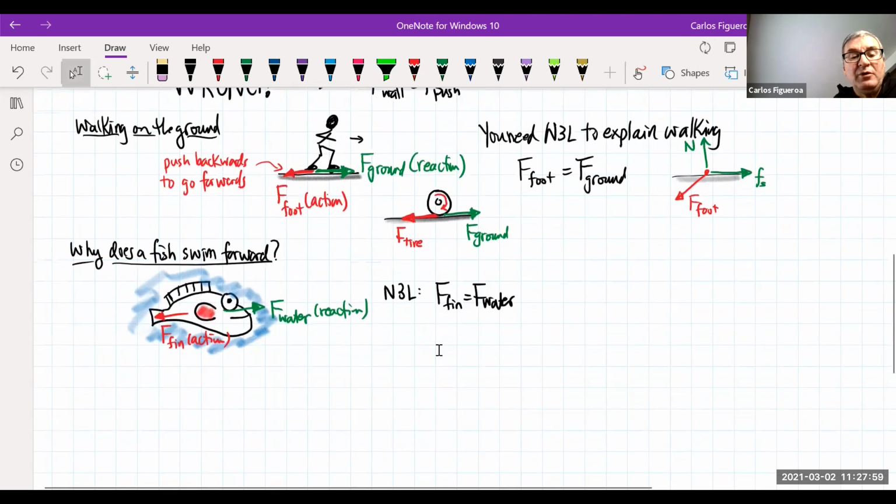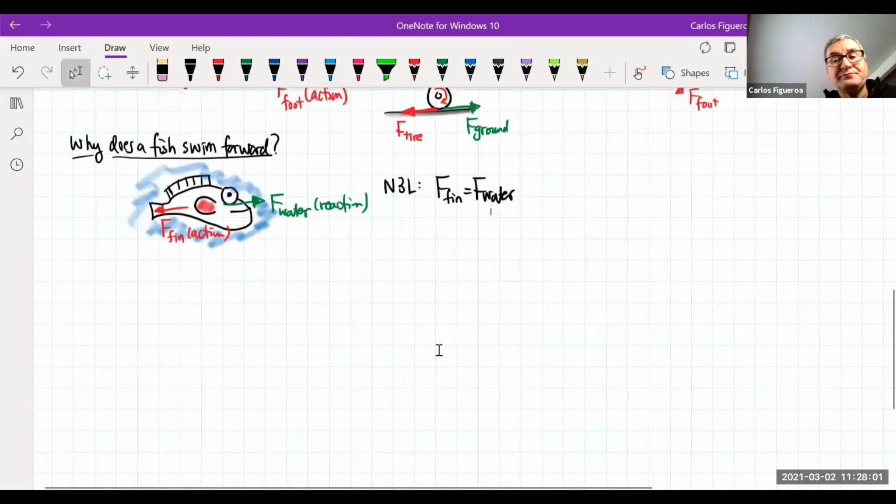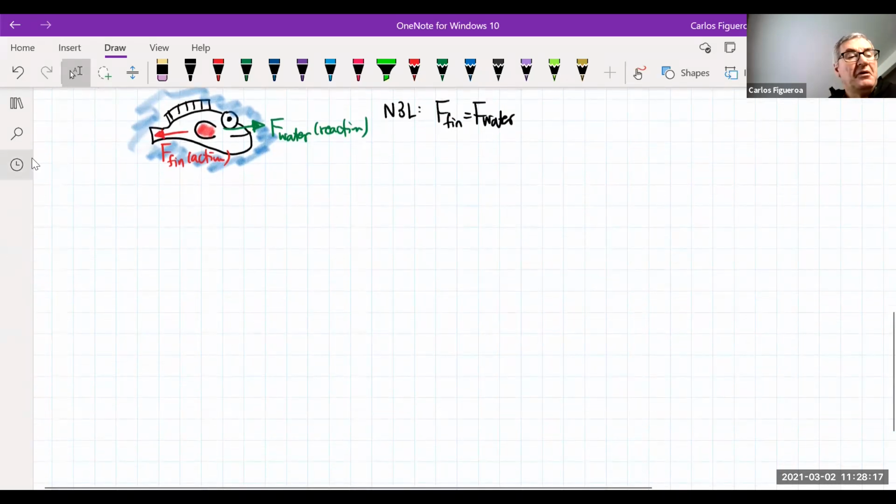Right? So in summary, we could say that there's always an action and reaction pair with any interaction, and forces are always equal in strength, where one of them has to be in the opposite direction. And that kind of makes sense here, right? That's what we do here. However, does it really make sense?